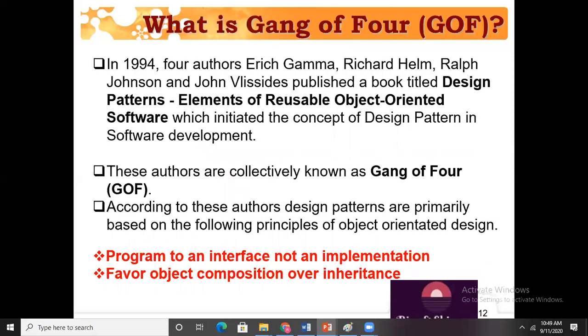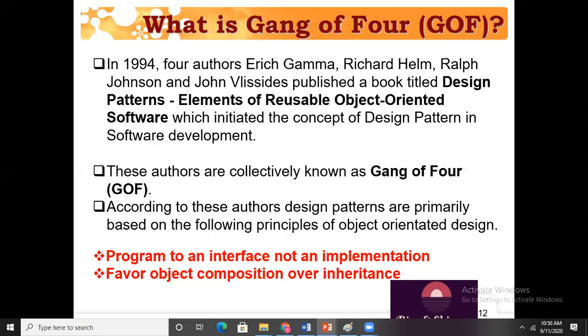In 1994, the Gang of Four wrote one book. That book is Design Patterns: Elements of Reusable Object-Oriented Software. They developed some 26 patterns, each consisting of a problem, a solution, and a context. These authors are collectively called the Gang of Four. All their patterns, the 24 or 26 patterns which we are going to cover in this video series, are based on these two things.